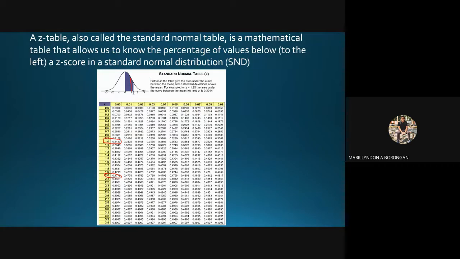So let us read the text. Entries in the table give the area under the curve between the mean and z standard deviations above the mean. For example, if z is equal to 1.25, the area under the curve between the mean 0 and z is 0.3944. If you draw it, from 0 to 1.25, this is the region. So this means it is 39.44%.